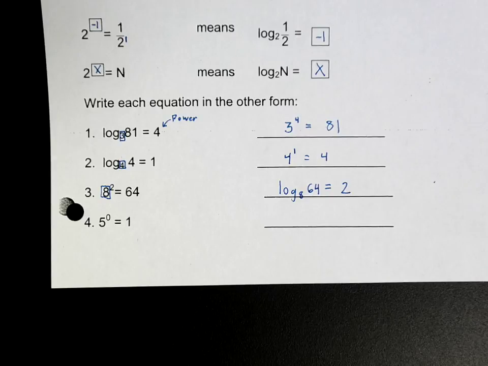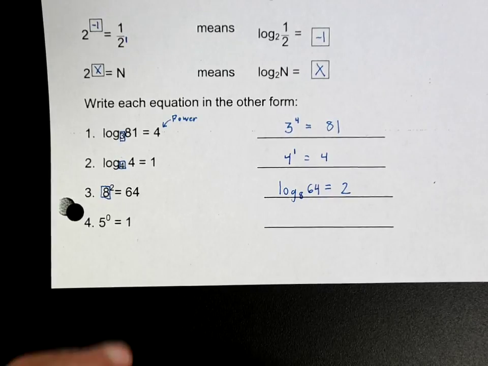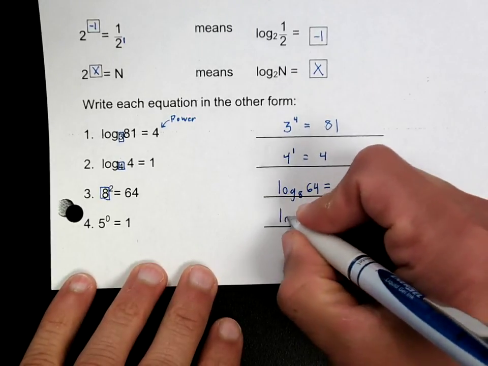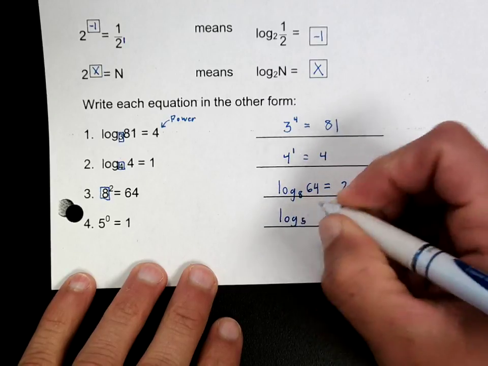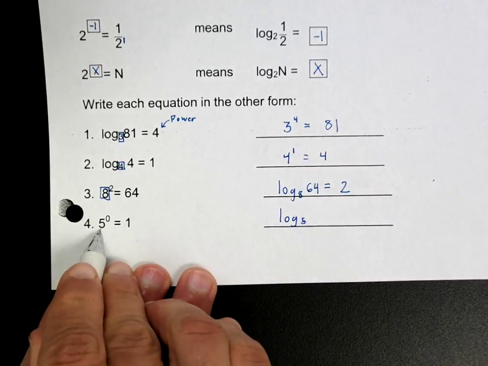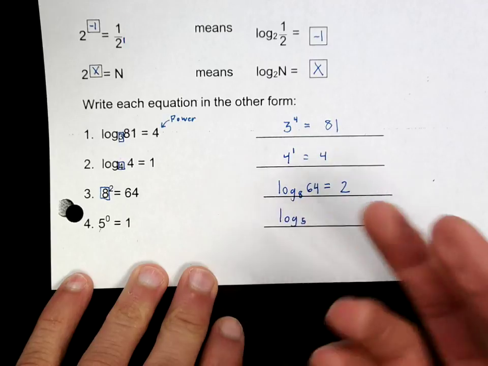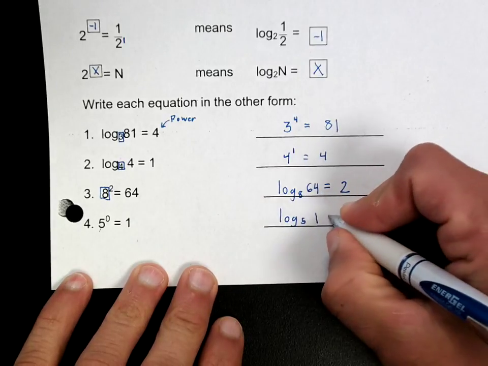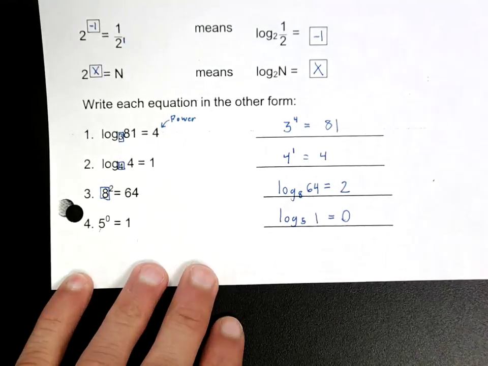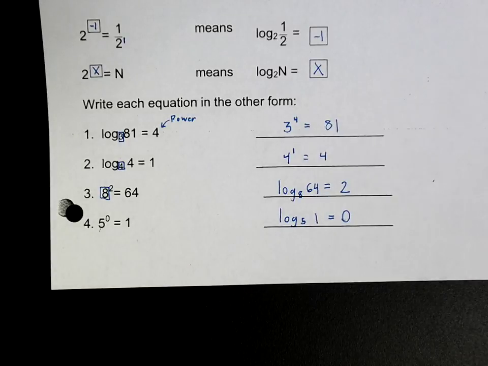For this last one, 5 to the 0 power is 1. So we have log base 5. Remember, that's the base of your logarithm, and you're going to switch the 0 and the 1. So this is that right there. It's pretty simple, right? All right.